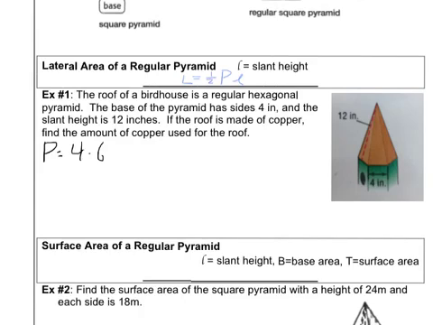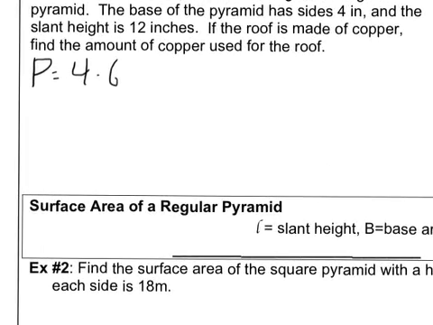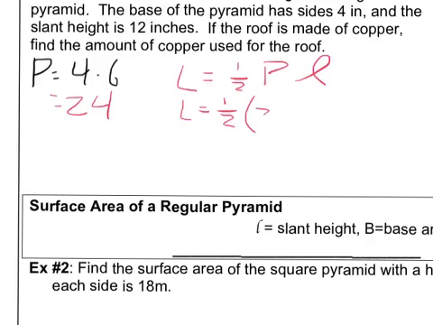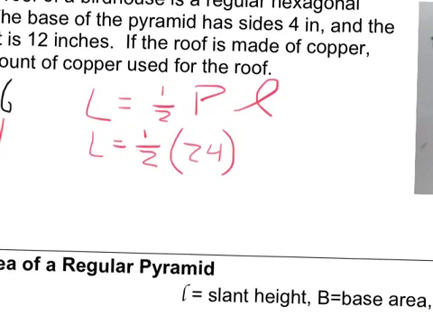Alright, if you guys want to figure out the rest of this problem on your own, go for it. You may want to pause the video. Otherwise, I'm just going to do it here for you. So we know that the lateral area equals 1/2 the perimeter times the slant height. So we would say 1/2 of the perimeter. Well, 4 times 6 is 24, so we're going to say 1/2 of 24. And if we look at the picture, they tell us that the slant height right here is 12. So that's what I'm going to put in for my slant height.